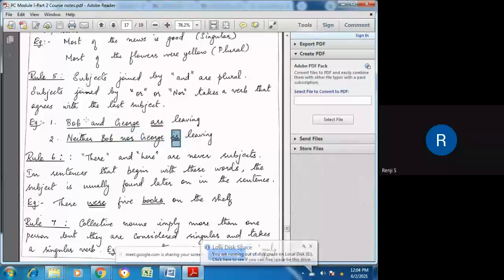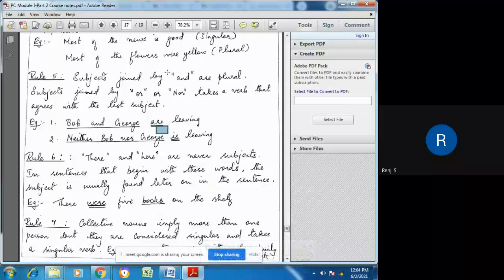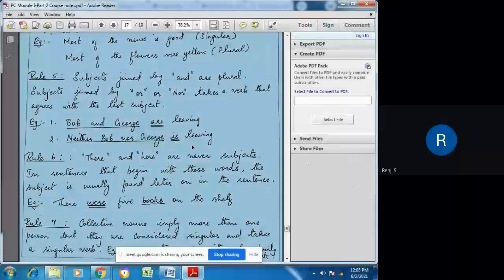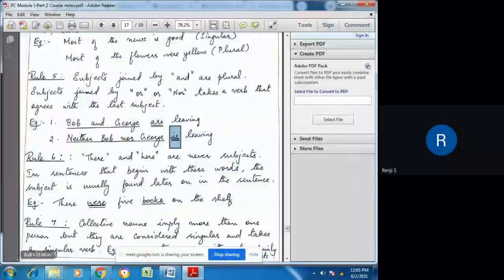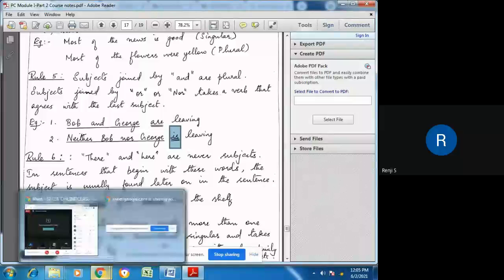If it is joined by and, then use a plural verb. So in general, you can just say it like this. If subjects are joined by and, use a plural verb. If the subjects are joined by or, nor, look at the second subject. And if this subject is singular, use a singular verb. And if this subject is plural, use a plural verb. That is rule 5. Okay, is it clear to you?